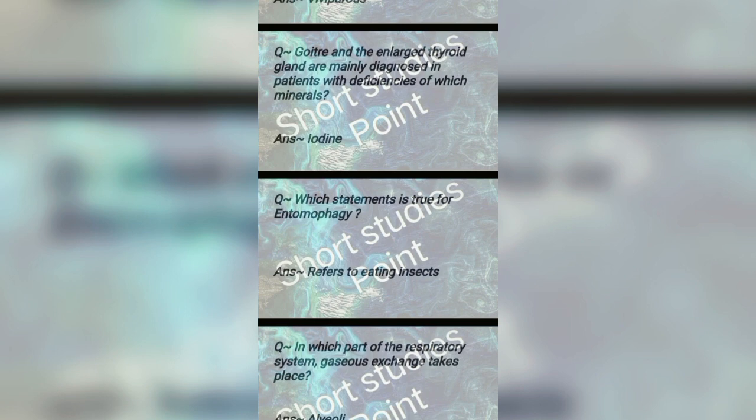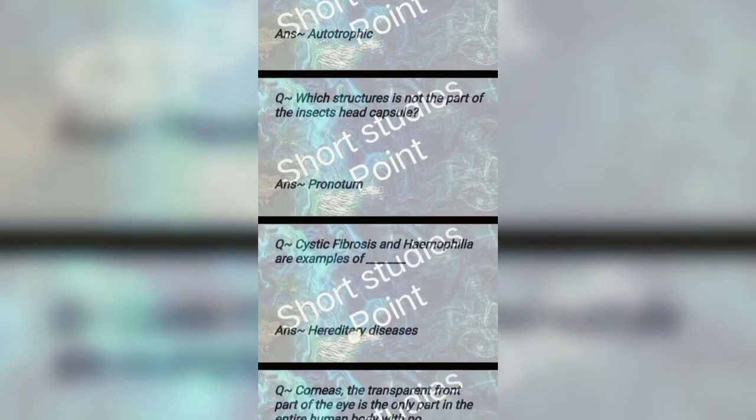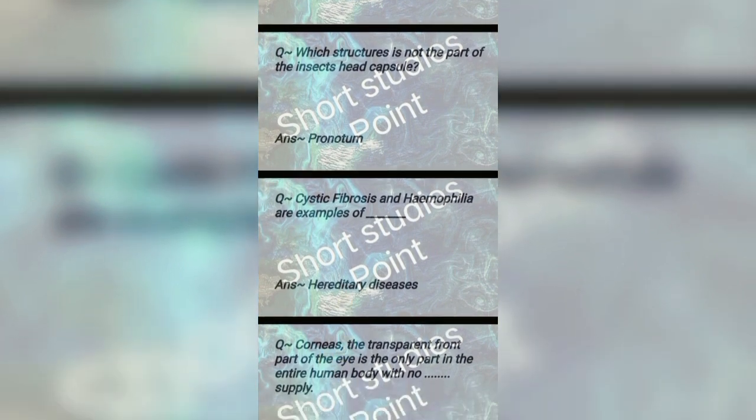Next question: in which part of the respiratory system does gas exchange take place? Answer: alveoli. Question: the main mode of nutrition in plants is, answer: autotrophic. Next question: which structure is not part of the insect head capsule? Answer: pronotum.